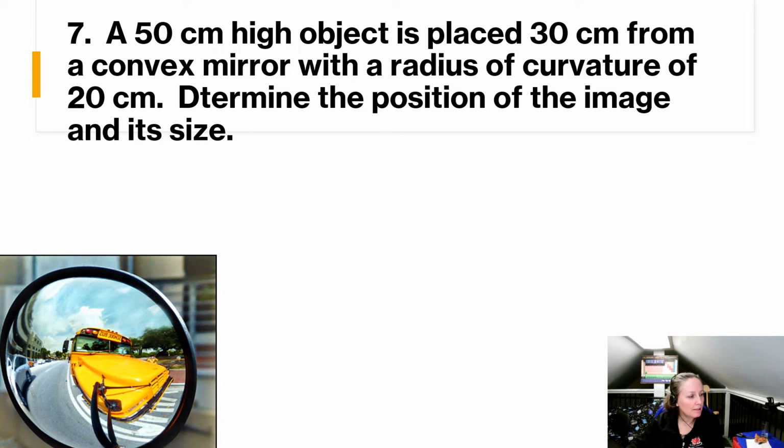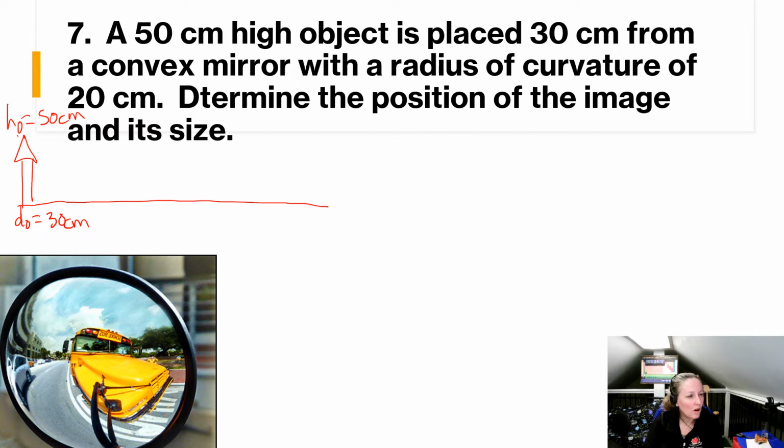Okay, so here is our next calculation, our next problem to do. And what do we have here? Okay, so we'll get our pen going. There's our pen. It takes a moment sometimes. So what do we have? Okay, so we have a 50 centimeter high object. So height of object equals 50 centimeters. And it is placed 30 centimeters from a mirror. So distance of object equals 30.